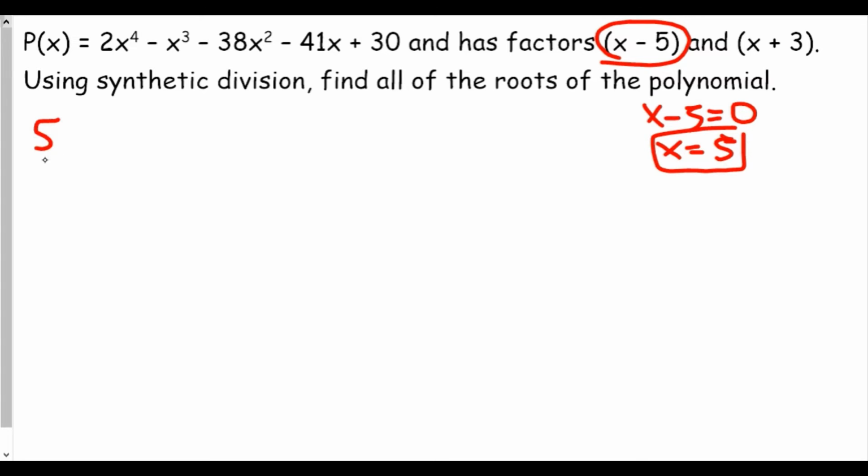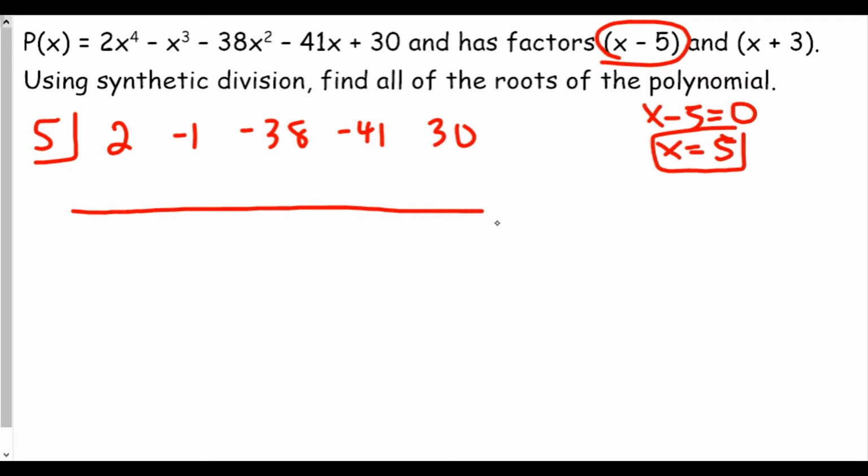We take this root, this number that, when plugged into p of x, will get 0. And we're going to set up our synthetic division with our coefficients of 2, -1, -38, -41, and 30. Okay. And so what we're going to do now is a synthetic division. The first thing we do is bring down the first number. And now any number that's brought down past this equal bar, we'll call it, we're going to multiply with our root. So 2 times 5 is 10, and so that number goes up here.